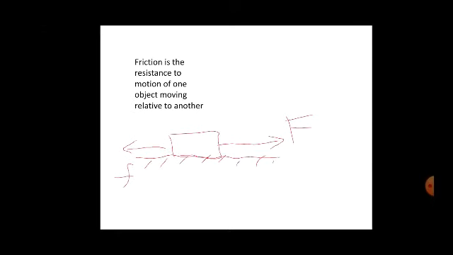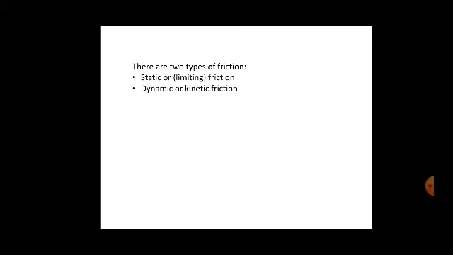Okay, so there are two types of friction. We have static or limiting friction. Now actually there is a very slight difference between static and limiting friction, but in this case we'll treat them as one. Then we have dynamic or kinetic friction.